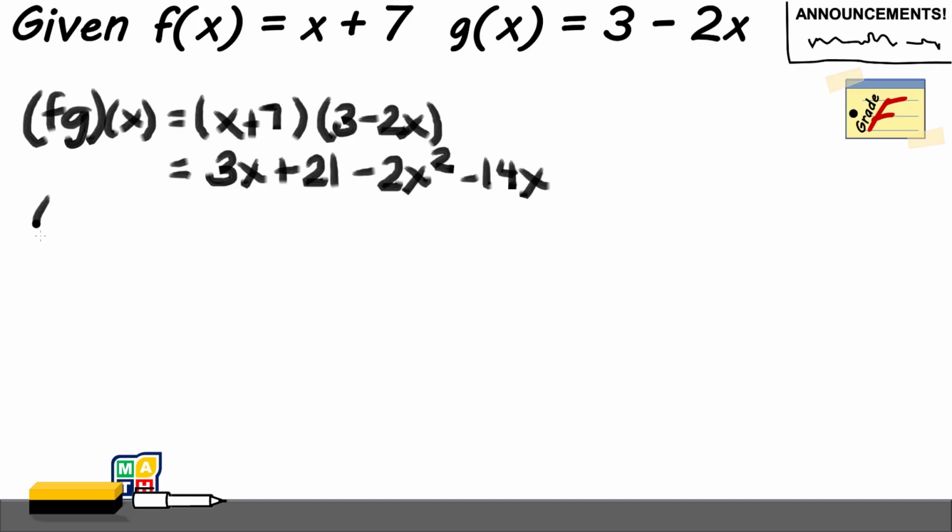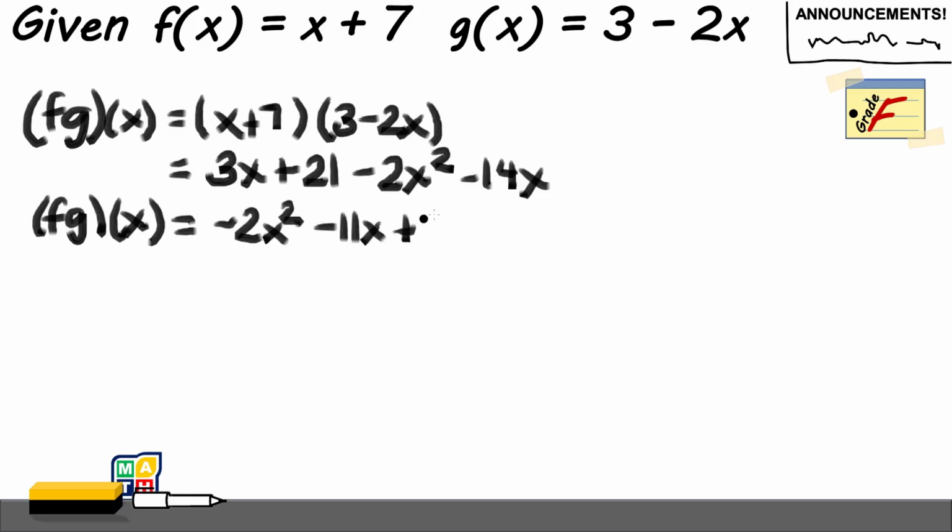In short, the final result for f g of x, which means multiplication of both functions, has these terms. We start with negative 2x squared. Then for the x coefficients, you have 3 minus 14, so you have minus 11x, and you have positive 21. This is the result when multiplying function f of x together with g of x.